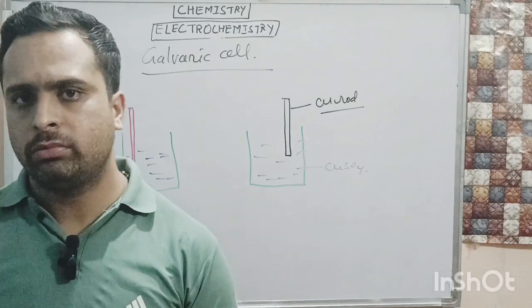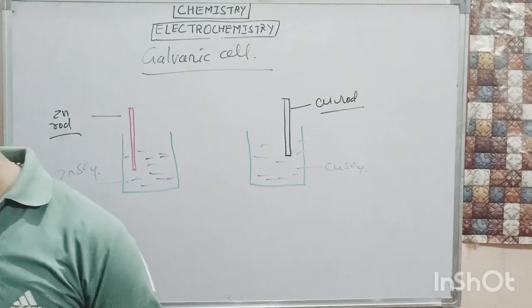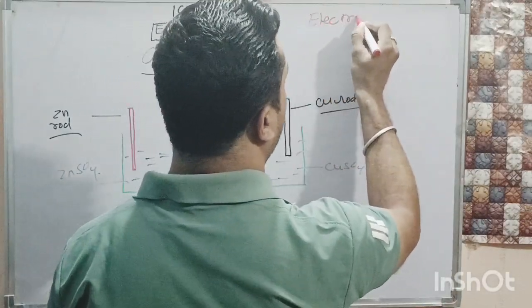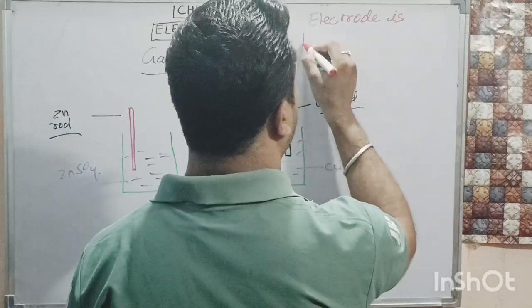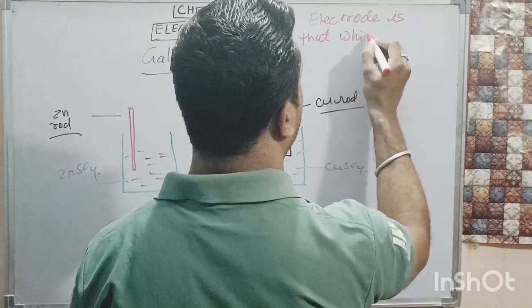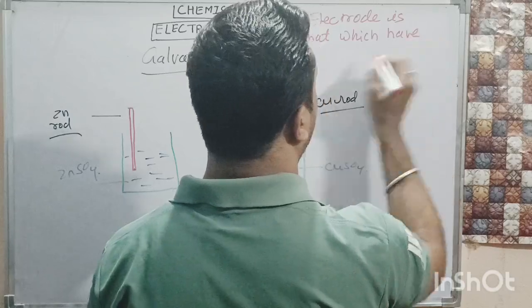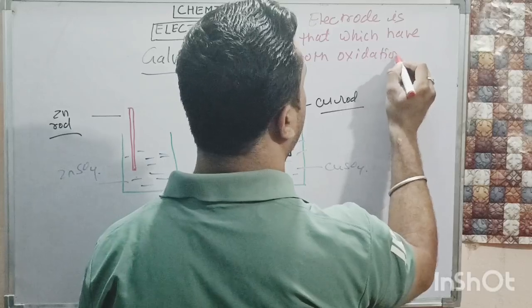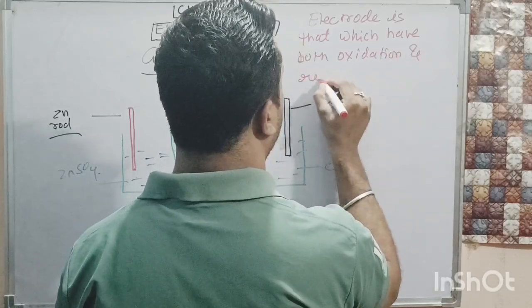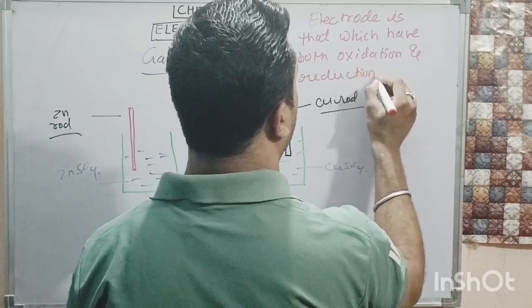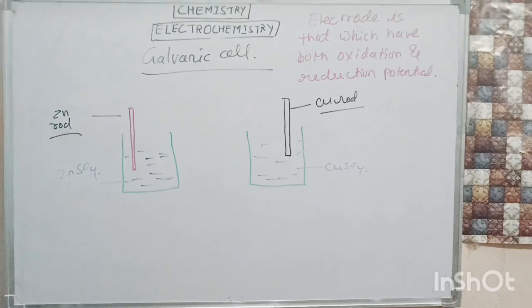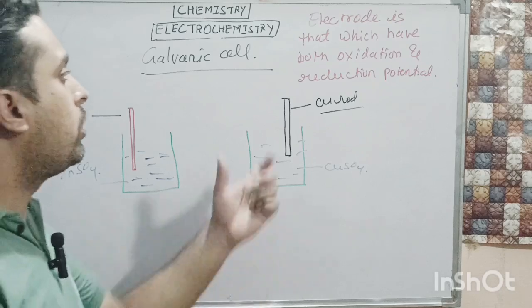Sir, what is electrode? Electrode is that which has both the types of potential. Electrode is that which has both oxidation and reduction potential. उसी को क्या कहते हैं, इलेक्ट्रोड कहते हैं. सपोज ये इलेक्ट्रोड है, इनका ऑक्सीडेशन और रिडक्शन पोटेंशियल इनके पास दोनों ही हो, that is called as electrode.